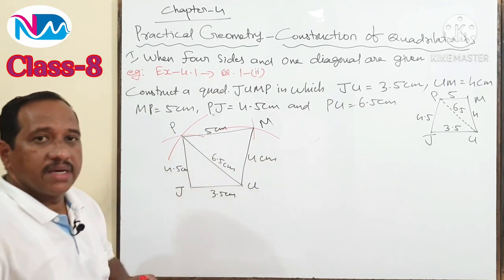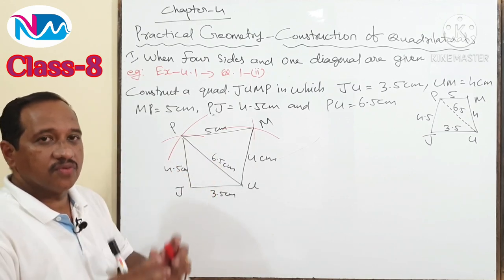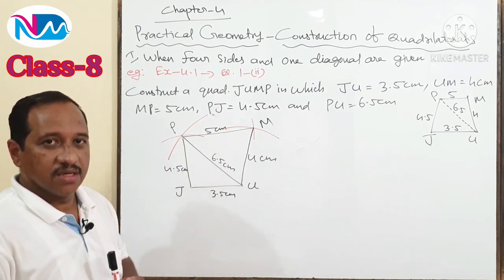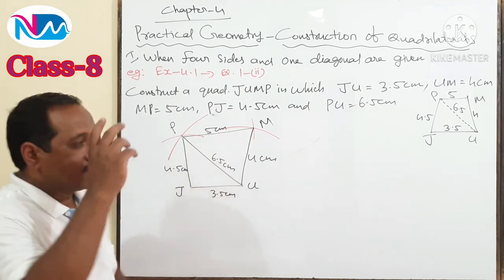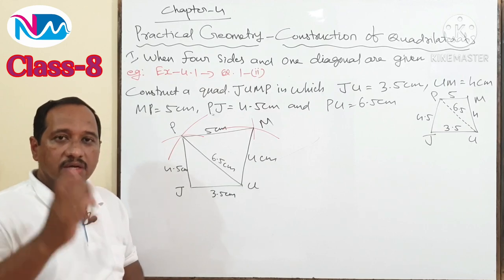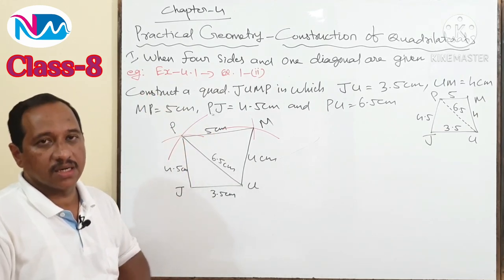My dear students, the shape of the figure may be different from what you are going to get because these measurements are not accurate. So this is how we can draw a quadrilateral when four sides and one diagonal are given.